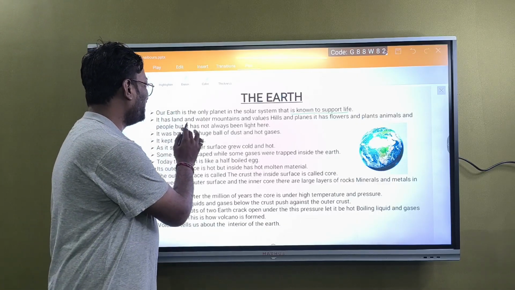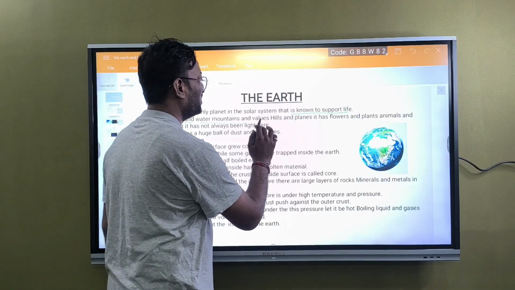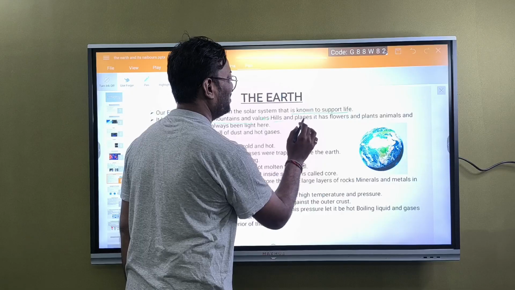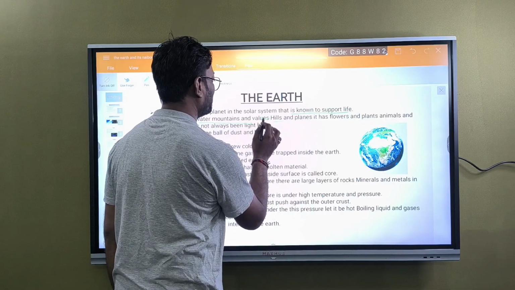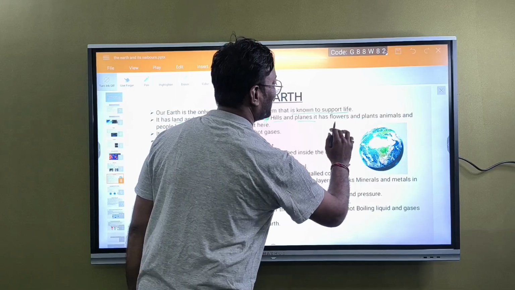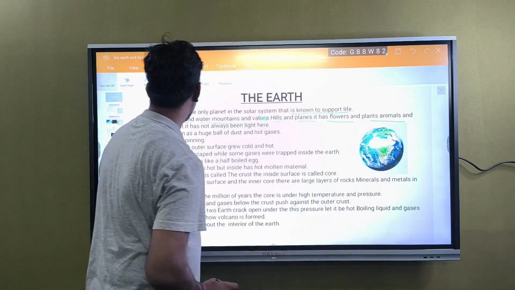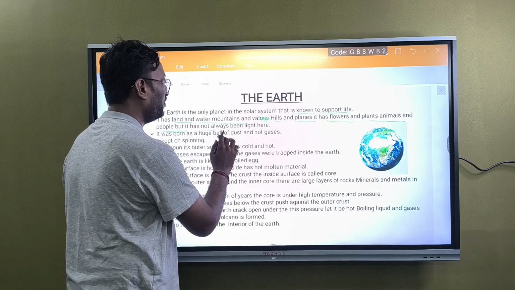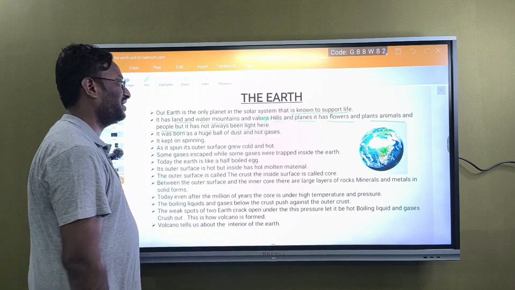It has land, water, mountains, valleys, hills, plains. It has flowers, plants, animals and people, but it has not always been light here.